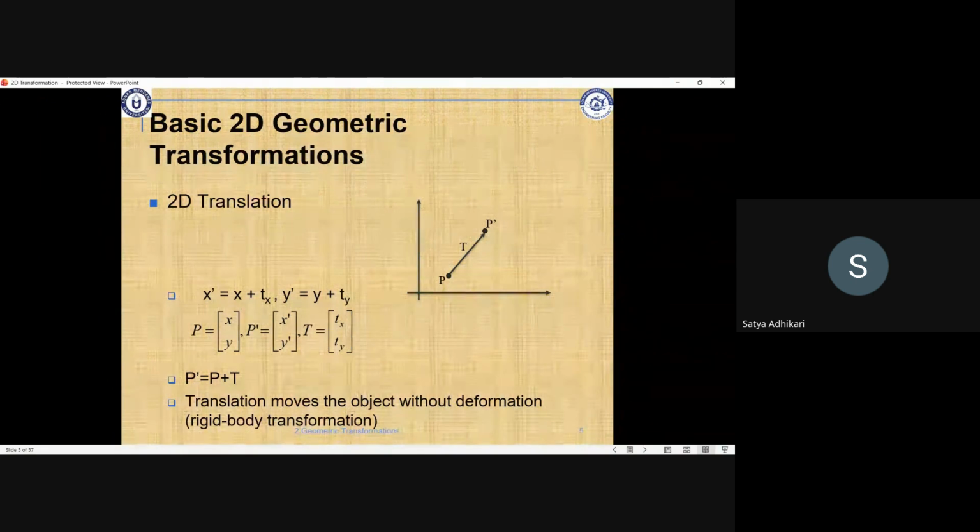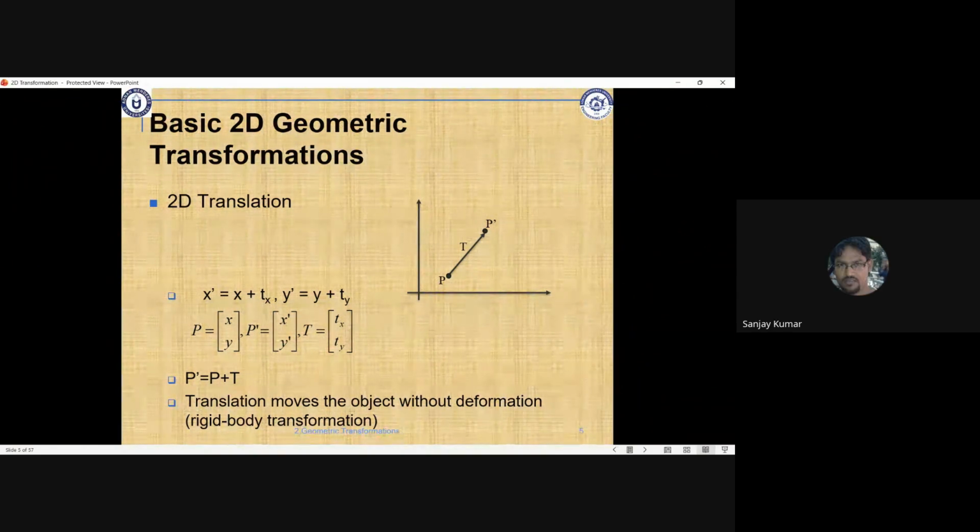So translation moves the object without deformation. There is no change in anything else. So that is called a rigid body transformation. Only the location is changed. Whatever the size, shape, and orientation of the object, it remains unchanged. Only the location is changed.